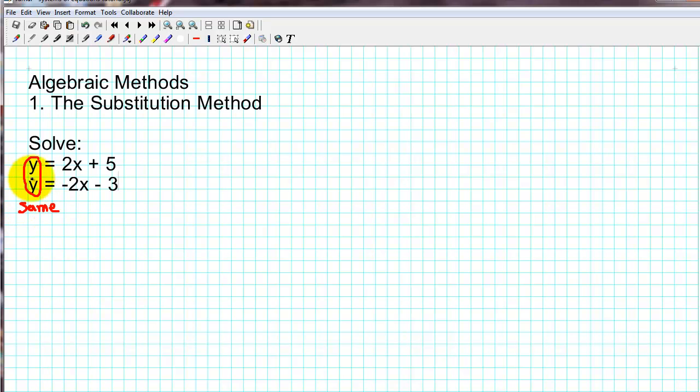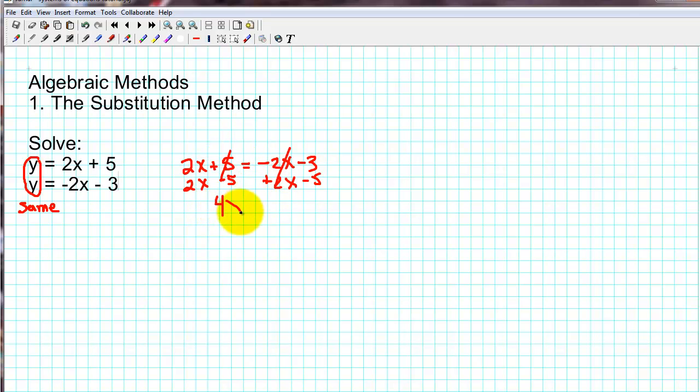So since those two y values are the same, the algebra principle here says that these two equations also have to be equal. When these two equations are both solved for y, we can set them equal to one another. So we have 2x plus 5 equals negative 2x minus 3. And now we have a single equation with one variable, which we learned how to solve in Chapter 1. So let's get the x's on one side, and the numbers on the other.